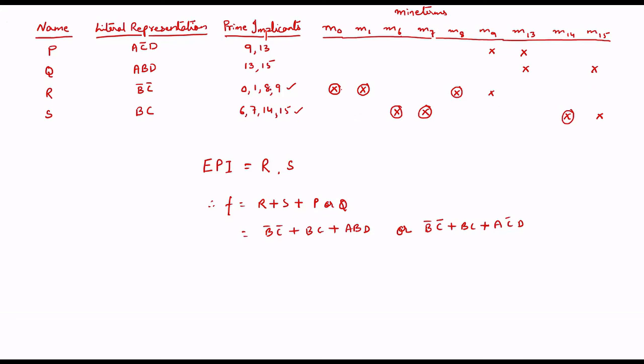Now over here you can see, among these 4 prime implicants, these 2 are ticked. So these 2 tick marks are essential prime implicants. You can see R and S are essential. You cannot leave these 2. So I have taken R and S. Okay. Now among these 2, any one you can take. So the final equation form is R plus S compulsorily you have to take, plus P or Q. So the final answer will be B complement C complement plus BC plus ABD, or B complement C complement plus BC plus A C complement D.